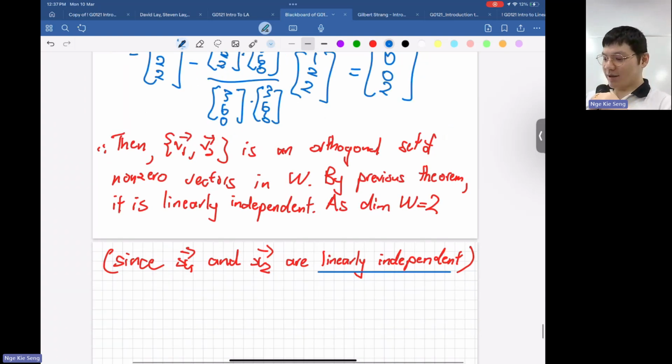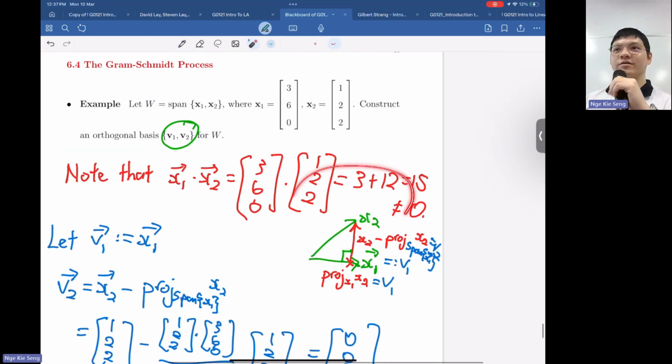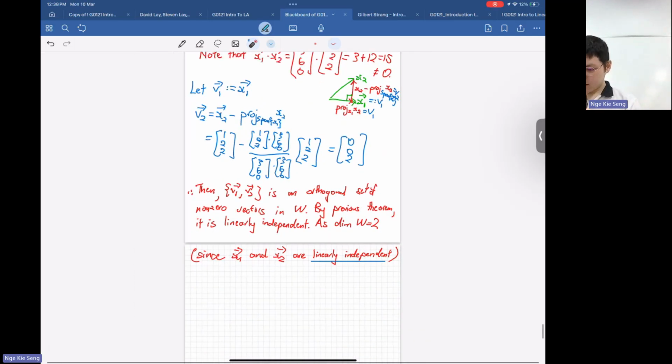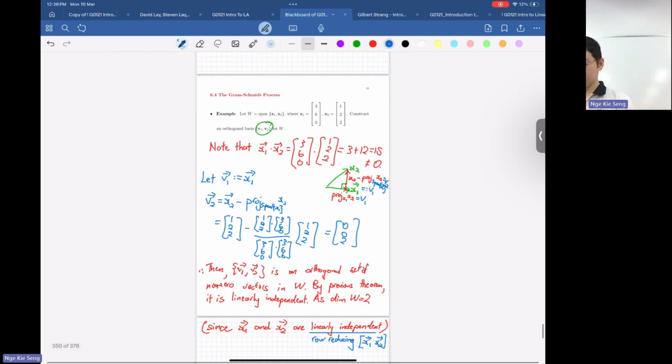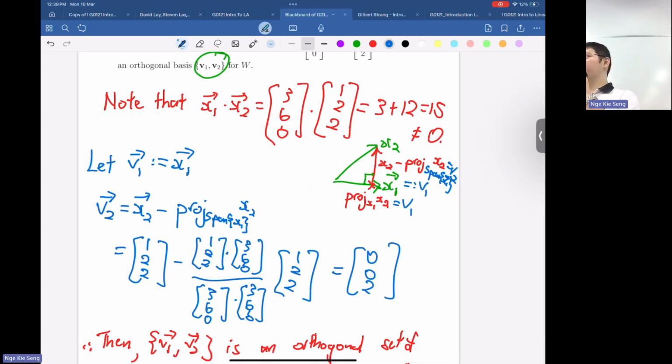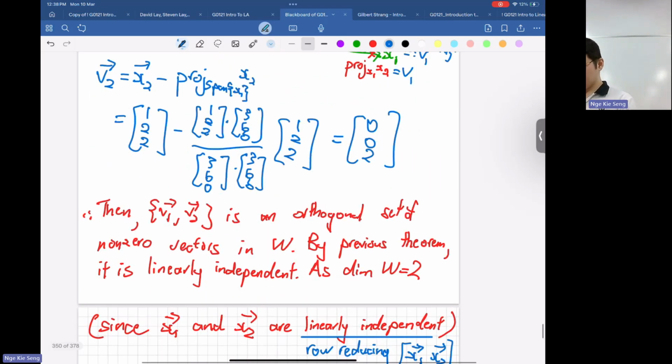90 degrees, yes, sure. But in this case we don't have 90 degrees, so how to check? Yes, you need to do the row reduction and make sure that every column has a pivot. So you row reduce the matrix formed by x1 and x2. You need to go back to the original method, because we don't have orthogonality here. Remember, orthogonality implies linear independence, but not the other way around. I already drew you the picture before.